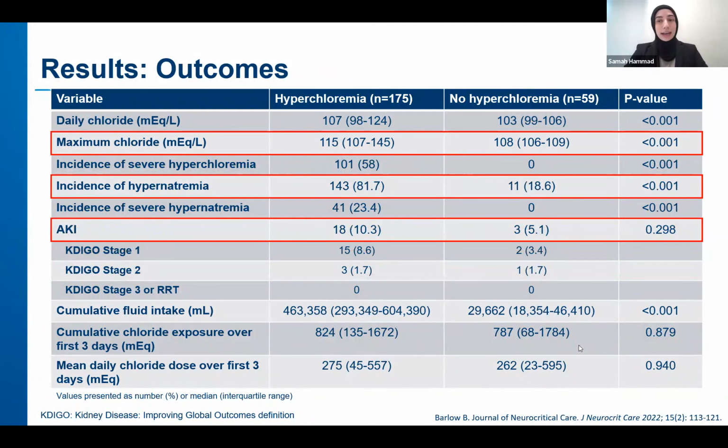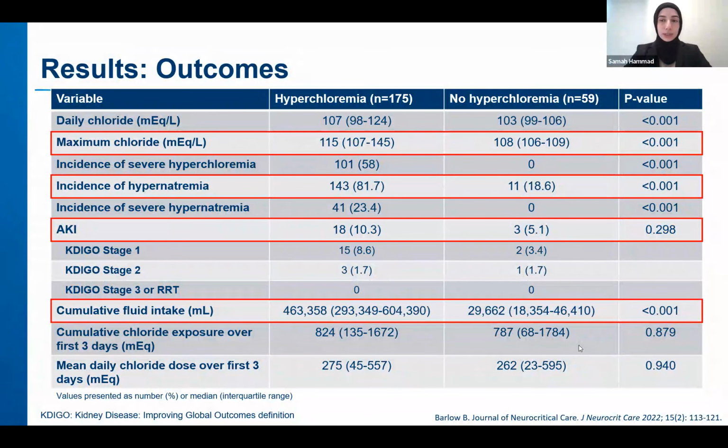The incidence of AKI was numerically higher in patients who developed hyperchloremia. However, this was not statistically significant. Of note, no patients developed a stage 3 AKI or need for renal replacement therapy. Patients in the hyperchloremia group had a higher cumulative fluid intake over the 14 days, which makes sense considering there were more patients in the hyperchloremia group. So it made more sense that they would have a higher fluid intake. And finally, the chloride exposure and chloride dose over the first few days was similar between both groups.